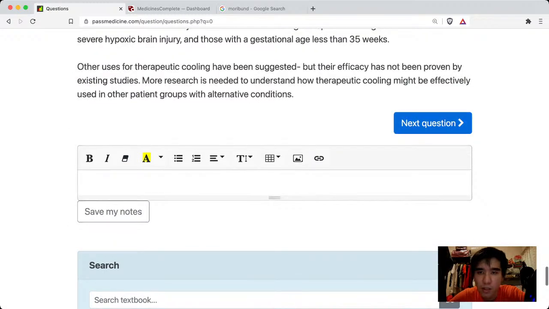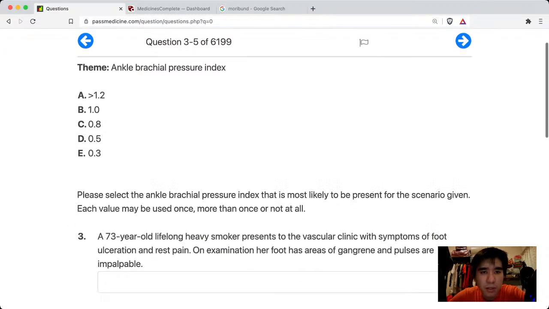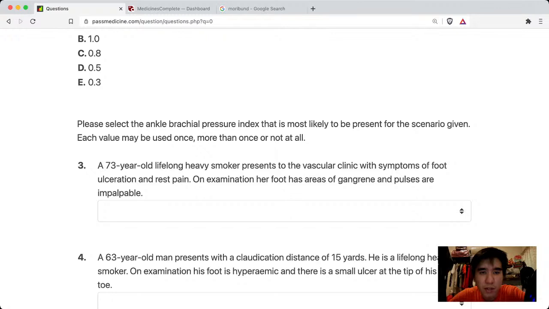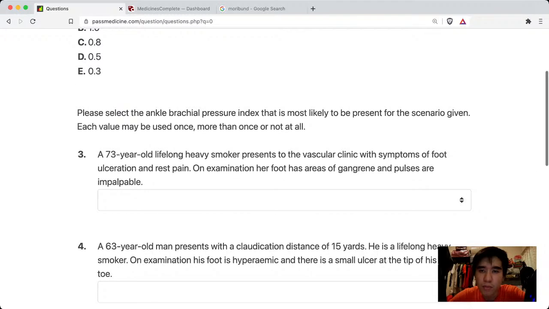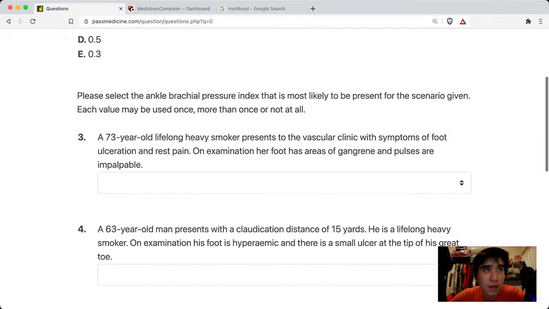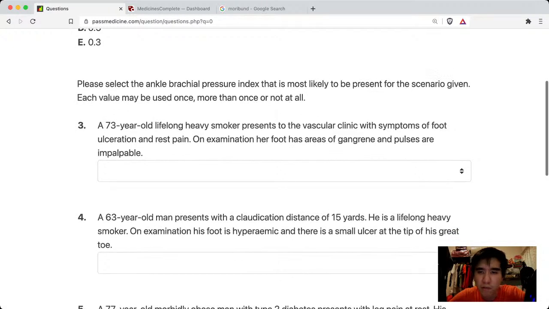Okay, next question. Ankle brachial pressure index. Please select the ankle brachial pressure index that is most likely to be present for the scenario given. Each value may be used once, more than once, or not at all. A 73-year-old lifelong heavy smoker presents to the vascular clinic with symptoms of foot ulceration and rest pain. Oh no, rest pain. It's already a sign of critical limb ischemia. On examination, her foot has areas of gangrene and pulses are impalpable.